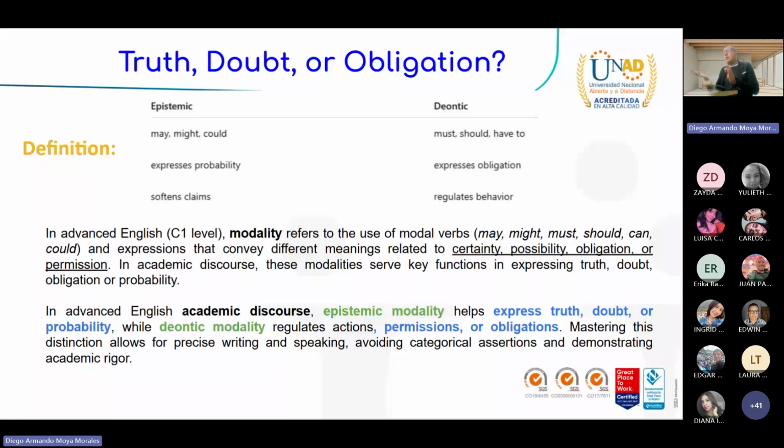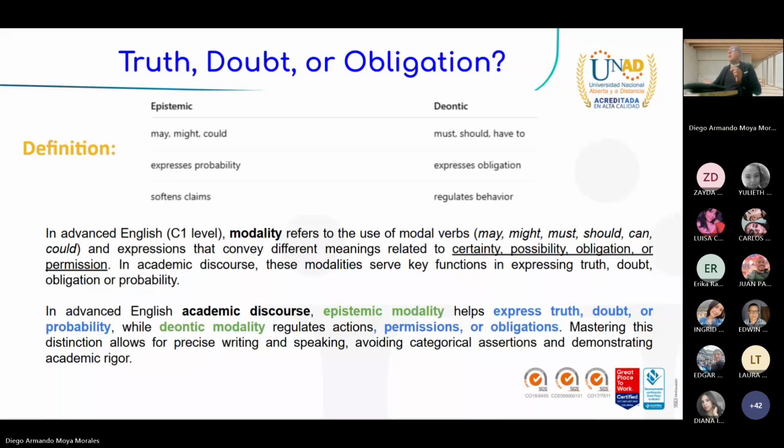And the second category, which is the deontic one, this is basically some linguistic language. And with these three verbs, we express the obligation, all right? Must, should, or have to. Okay, so this is basically the first difference that you have to try to understand. We have three verbs to express probability, and we have three verbs to express obligation. Remember, this is a higher level. Okay, we're talking about higher grammar.